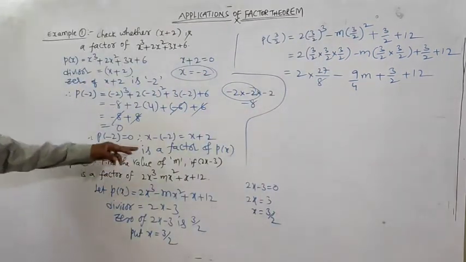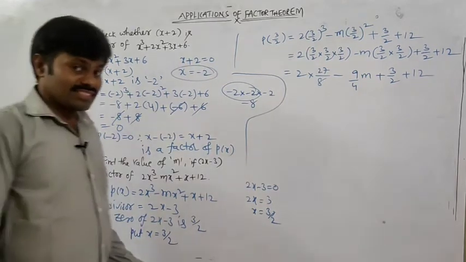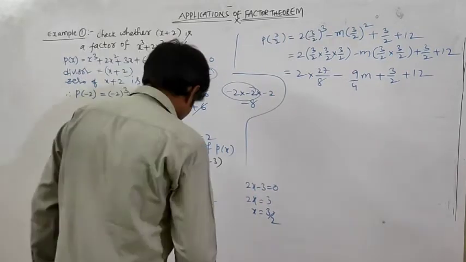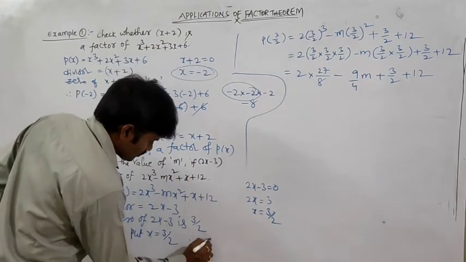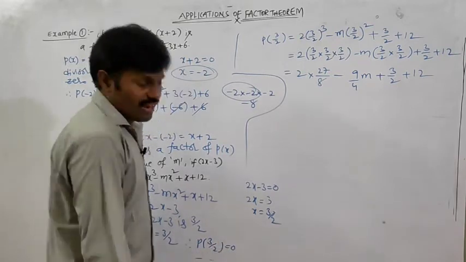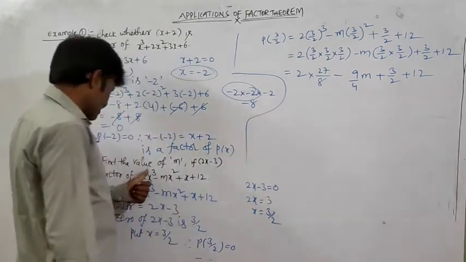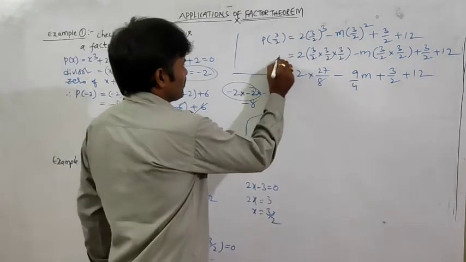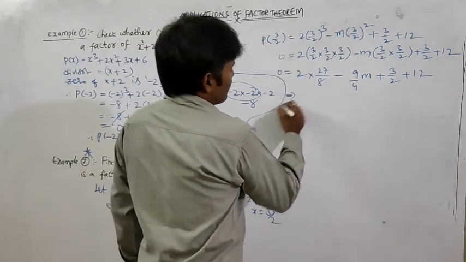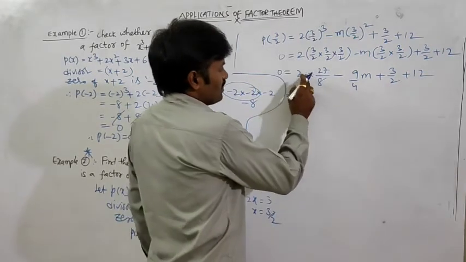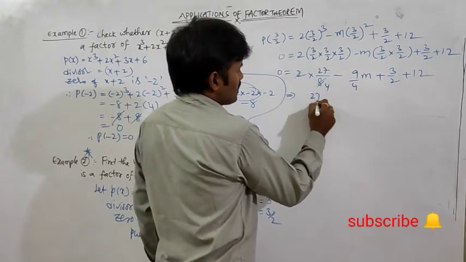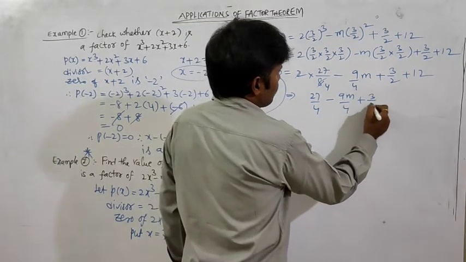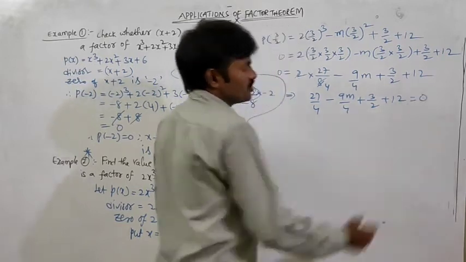They said that it is a factor. I forgot one thing. It is a factor, which means what is the remainder? 0. So P of 3 by 2 value is 0 as per the factor theorem. Since 2x minus 3 is a factor, P of 3 by 2 value is 0. Sorry for the inconvenience. Now simplify. 2 1s are 2, 2 4s are 8, so 27 by 8 minus 9m by 4 plus 3 by 2 plus 12 is equal to 0.